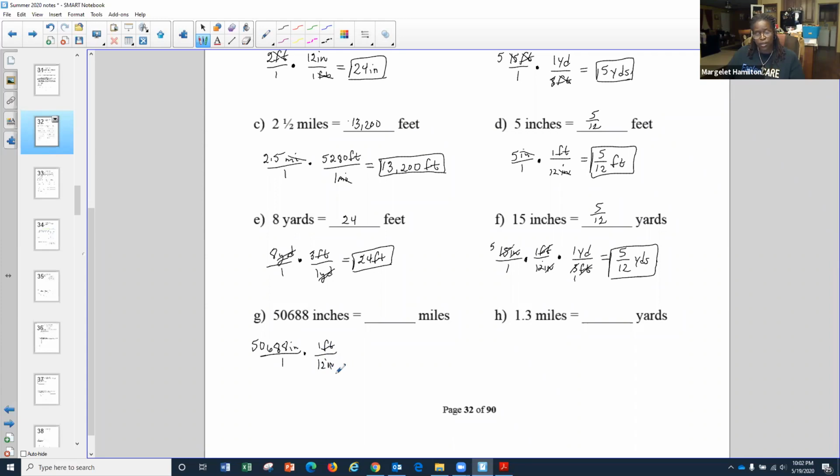Then we can go from feet to miles, and we know that there are 1 mile to 5,280 feet. All right. Now we're canceling our inches, canceling our feet, and then here we are putting this in our calculator.